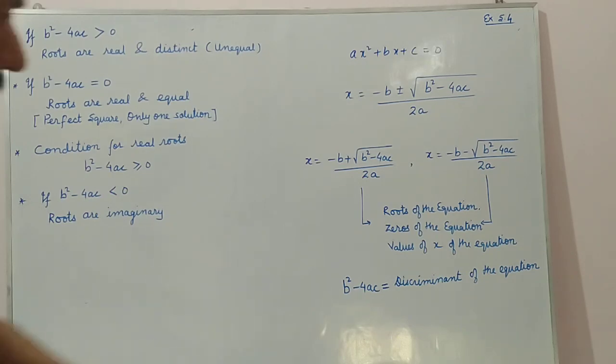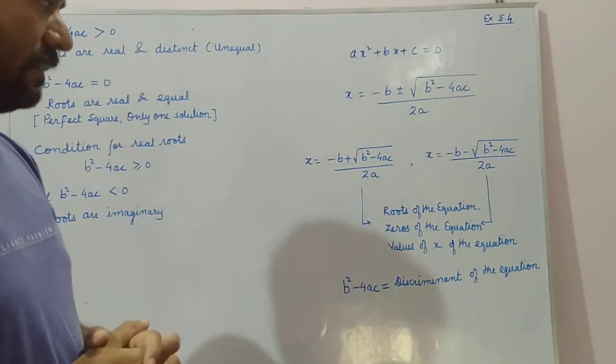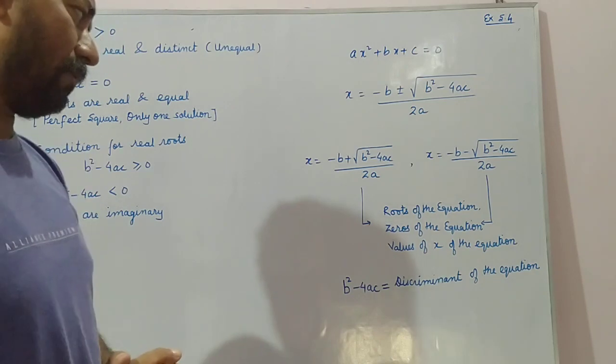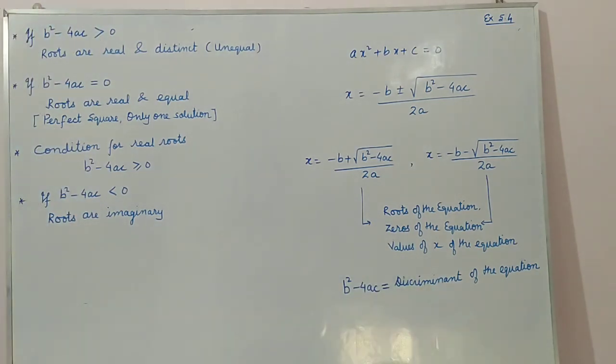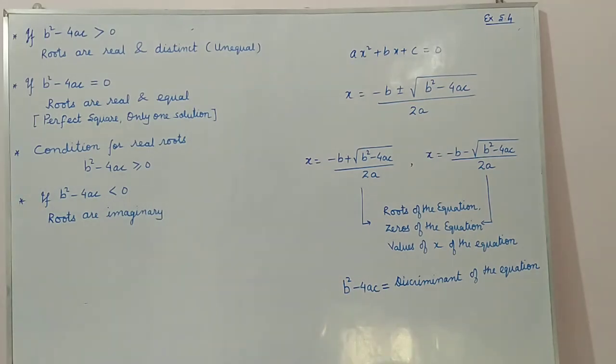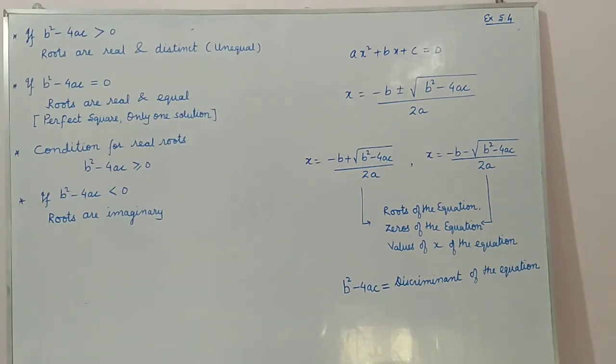Okay. Now, why is it termed as discriminant of the equation? Because it discriminates among the roots. It differentiates or identifies the nature of the roots. As for example, see here, if b square minus 4ac is greater than 0, then the roots of the equation are real and distinct. Distinct means what? Unequal, means two different values you will get. Okay.